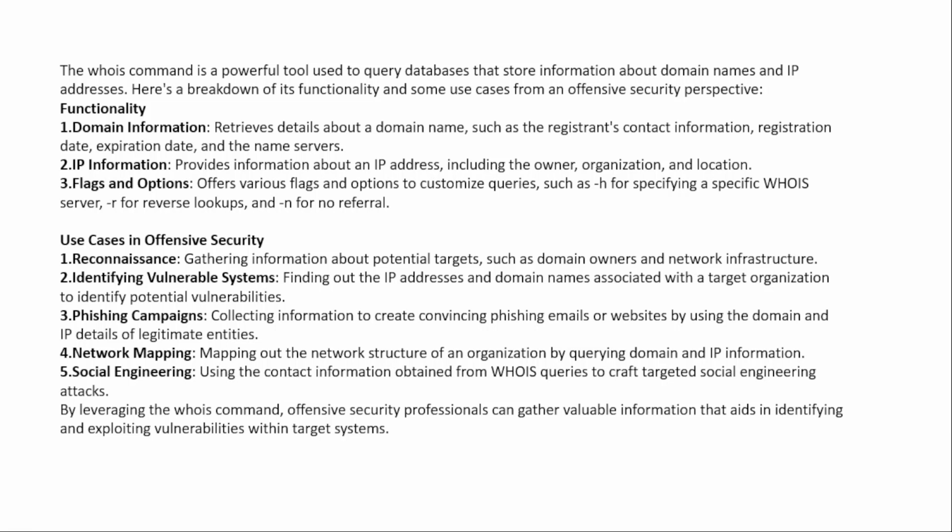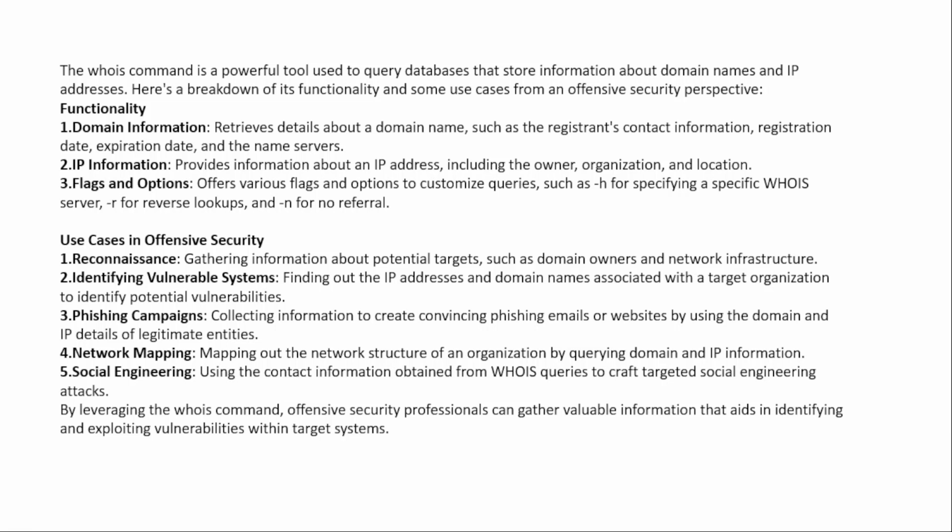Let's talk about the use cases from an offensive security perspective. Number one is reconnaissance. Gathering information about a particular target, such as domain owners and network infrastructure, is very crucial during the reconnaissance phase of offensive security. The second one is identifying vulnerable systems: finding out the IP addresses and domain names associated with a target organization to identify potential vulnerabilities.